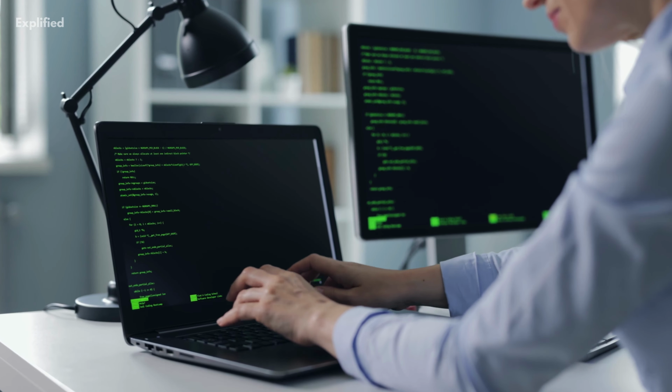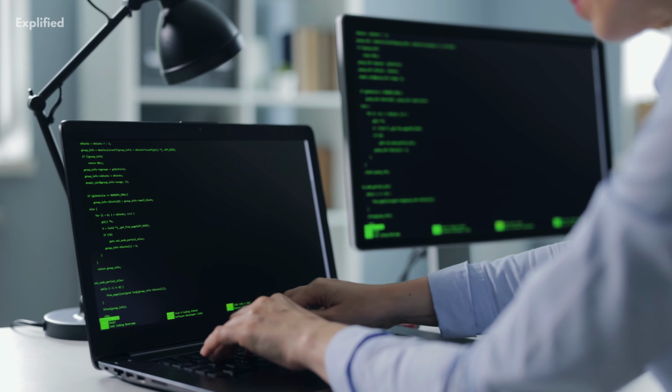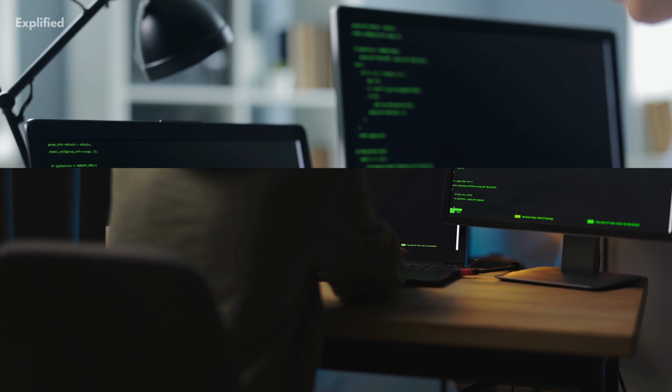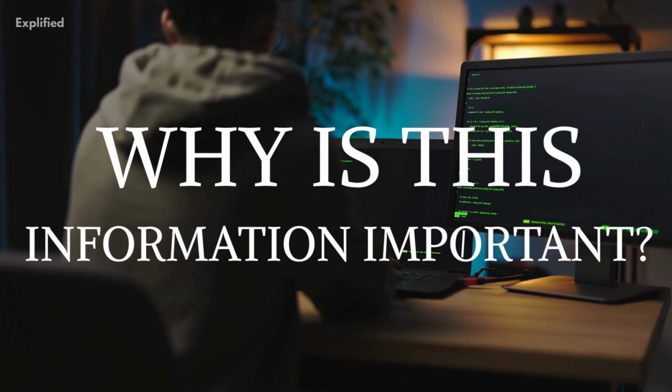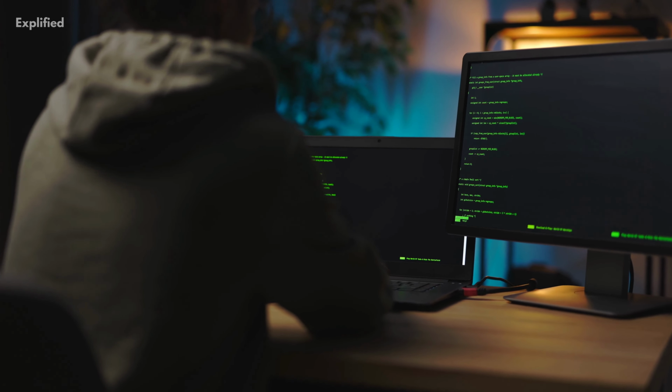Under the hood, all computers communicate in binary, that is, ones and zeros. Why is this information important? Keep watching the video to know more.